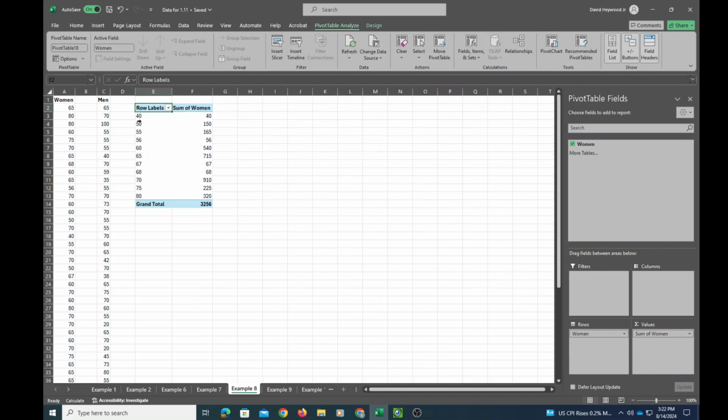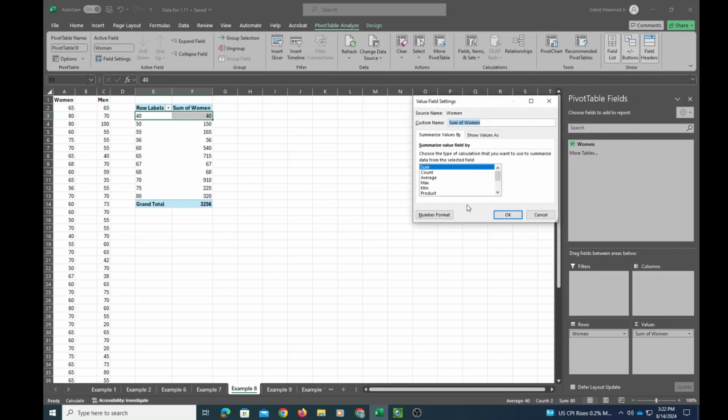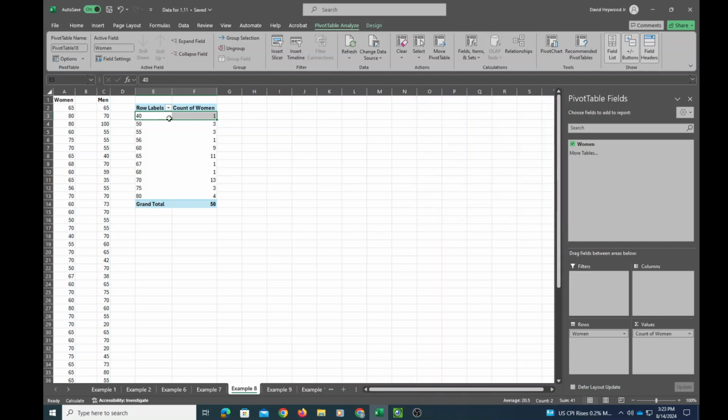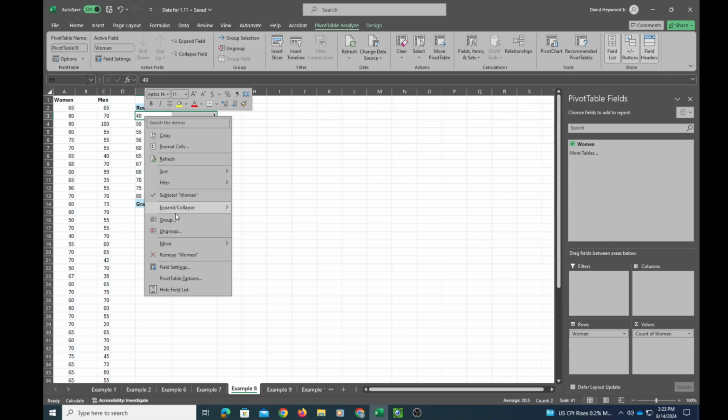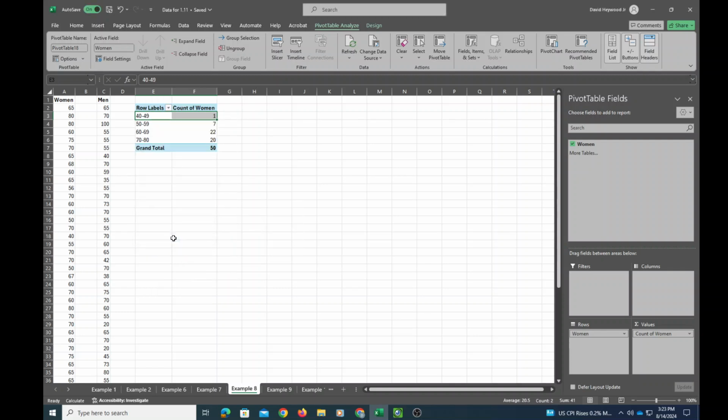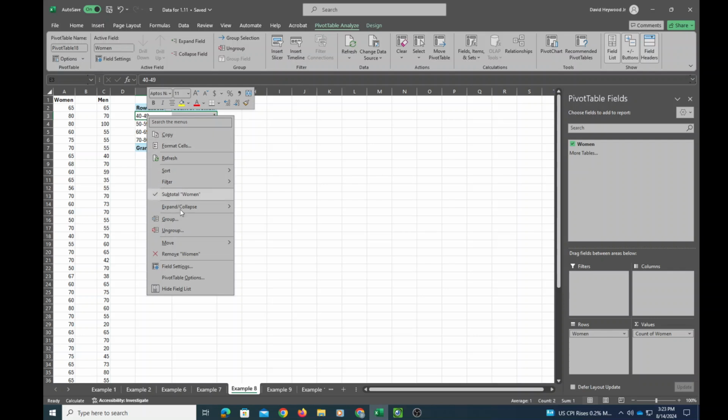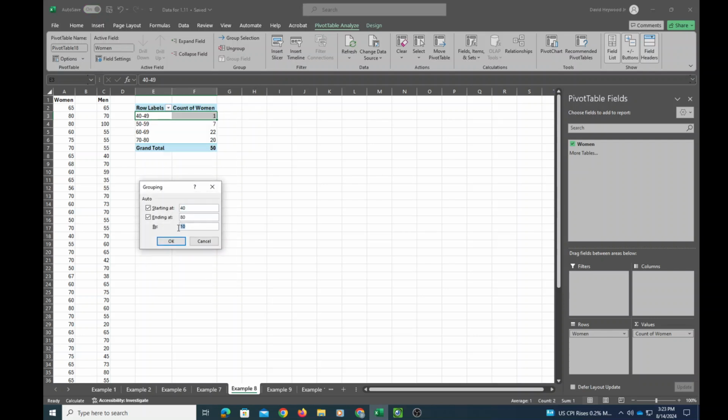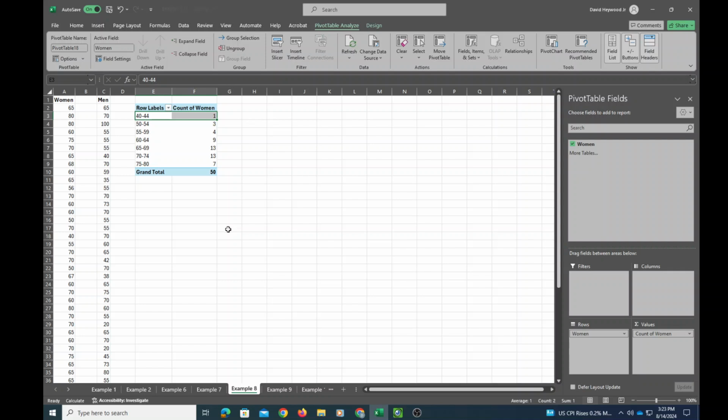for women. Let's group into classes. Oh, we almost don't need to. Oh, hold on a second. First I need to change this so that instead of adding these up, it's just counting the number of women in each class. But yeah, I almost don't even need to group into classes, but we'll group anyway. Let's group by 5 maybe, instead of by 10. Okay, that's a little bit better.